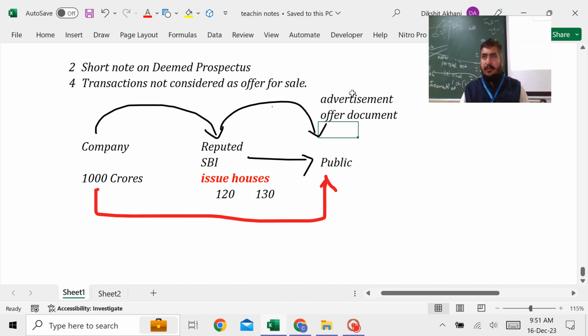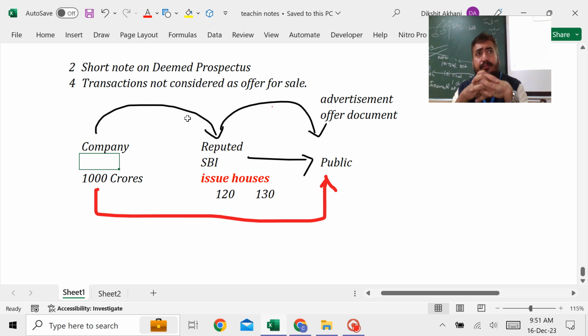Okay, till here the story is clear. I am not going myself, but I am appointing somebody else, and that somebody else will advertise on my behalf. Based on that, the public will pay money to the issue house, and the issue house will give money to me. This is what the story is.